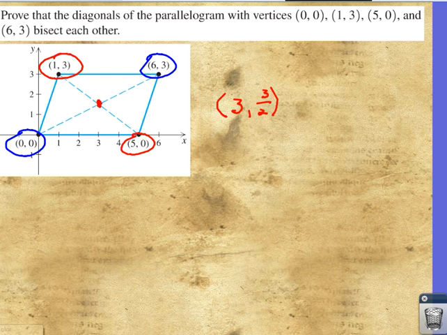Let's do the same thing for the blue ones. Brianna, add the x's. What do you get?